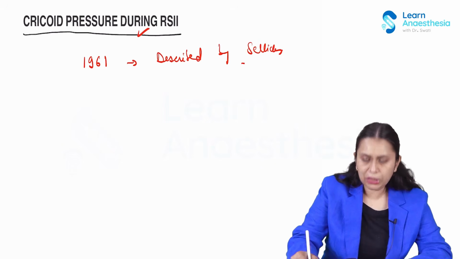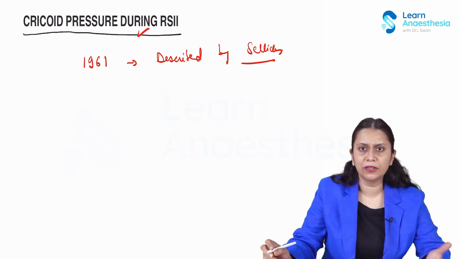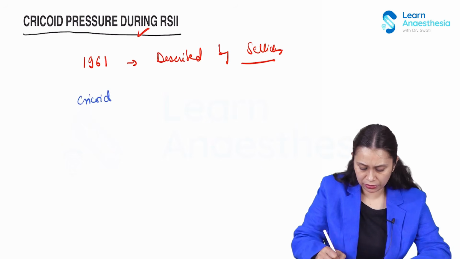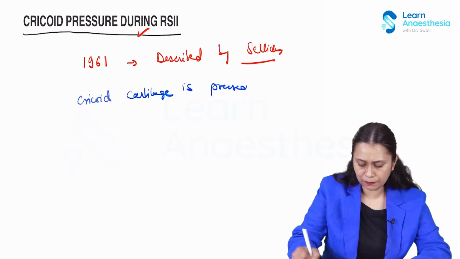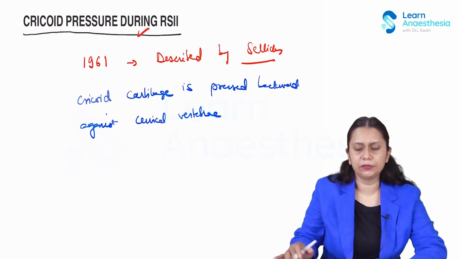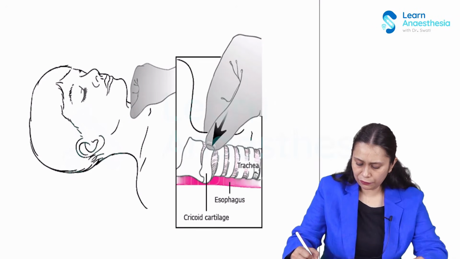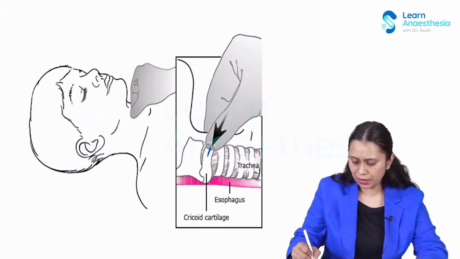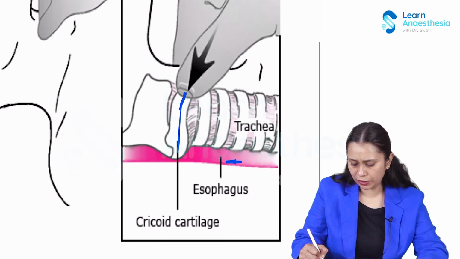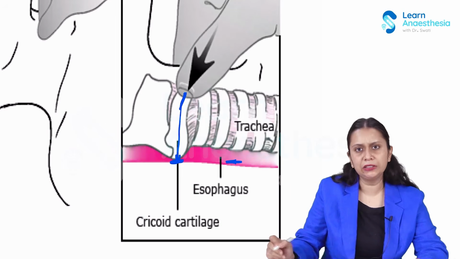In this, the cricoid cartilage is pressed backward on the cervical vertebrae. The cricoid cartilage, which is a ring-shaped cartilage, is pressed backward against the cervical vertebra. So how do we start giving it? If you see this image, we have to press this cricoid cartilage, right? This is the esophagus, which is just behind the trachea. So when I press this cricoid cartilage, the lumen of the esophagus gets obliterated.